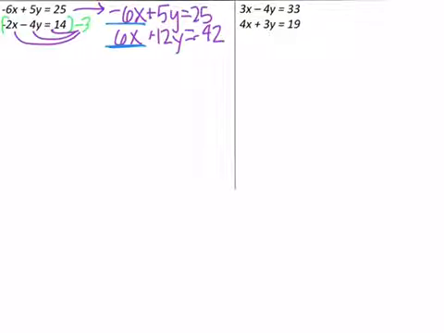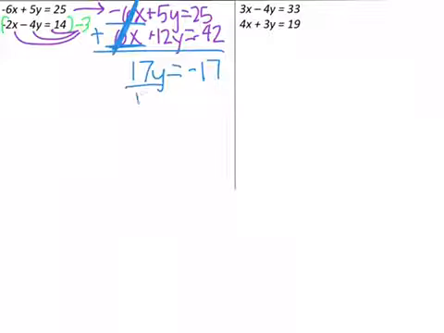So now that they're the opposites and our equations are all lined up, we are now able to go into step 3 where we solve and add our equations together. So a -6x plus 6x is 0. So those cancel out, which is what we wanted. 5y plus 12y is 17y equals a -42 plus 25, which is a -17.